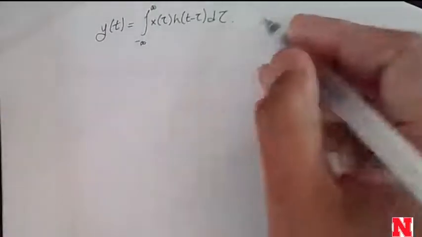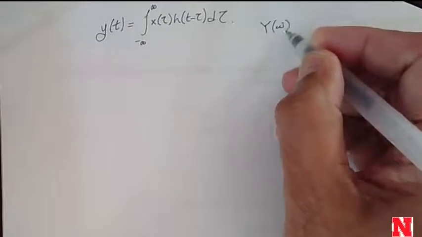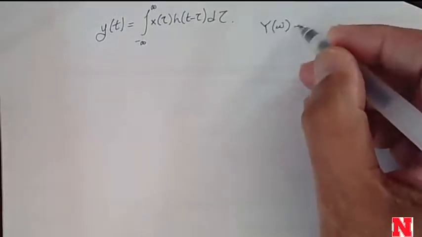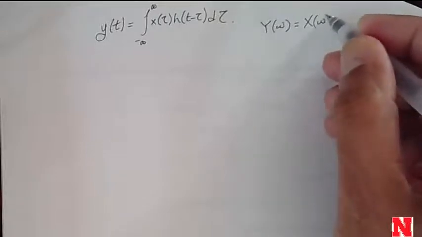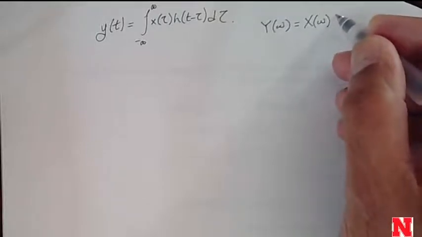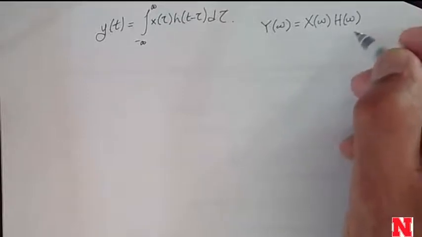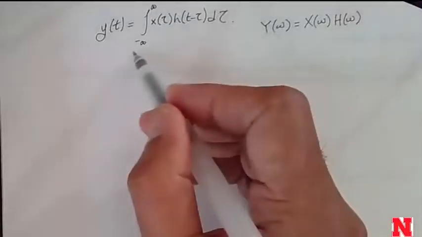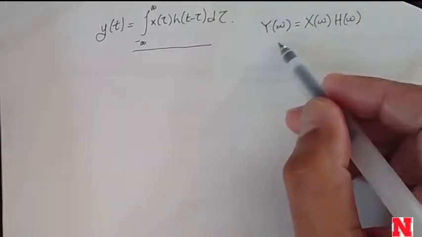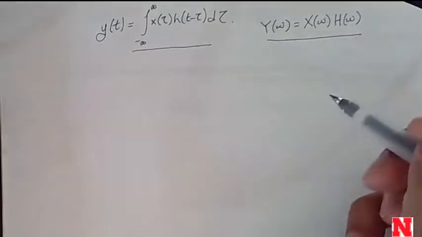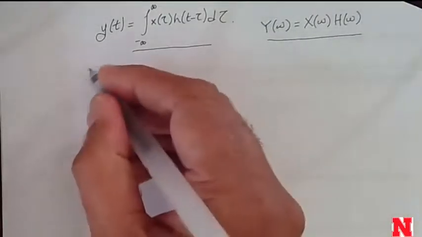What we'll show is that if we take the Fourier transforms of each of these, then the output can be obtained just by taking the product of the Fourier transform of x and the Fourier transform of the impulse response, or the transfer function. So instead of an integral, we can do everything we need using just a product. The proof is not very difficult, so let's go ahead and do that.